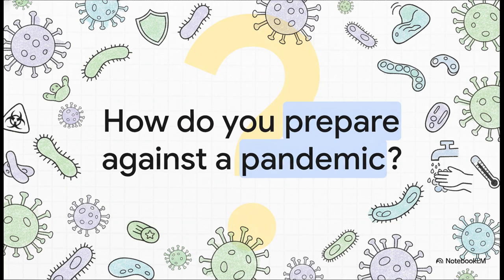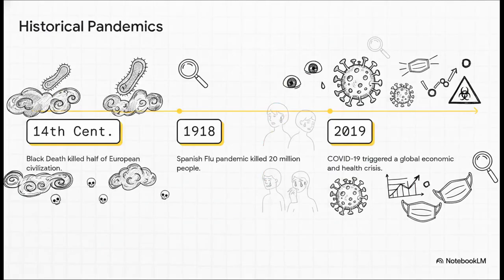So, we've got to start with this massive, absolutely crucial question. How do you actually prepare against a pandemic? We ask this because, as history has shown us time and time again, nothing delivers quite as much potential for sheer devastation as natural biology. We spend so much time worrying about technological or geopolitical threats, but honestly, it's microscopic organisms that have repeatedly reshaped human civilization. Just look at this timeline.